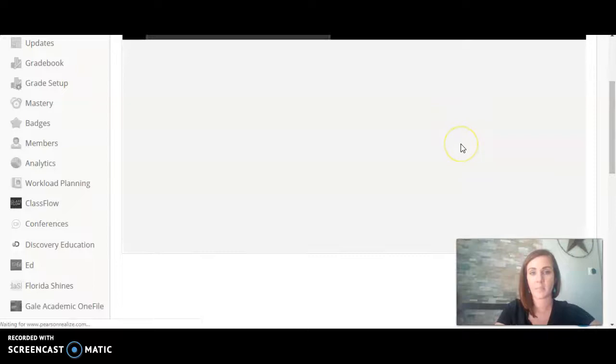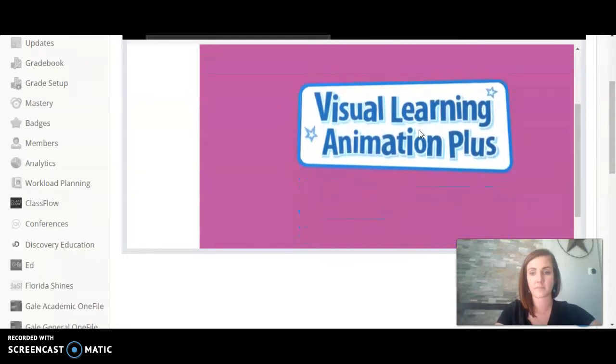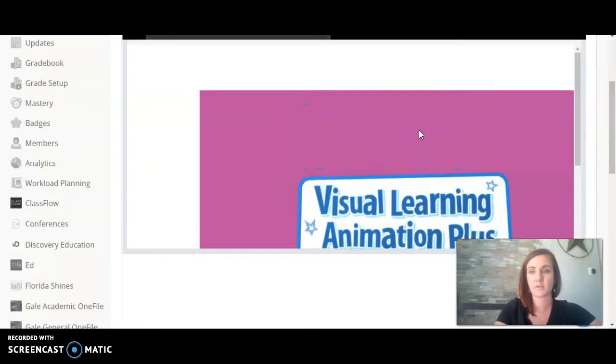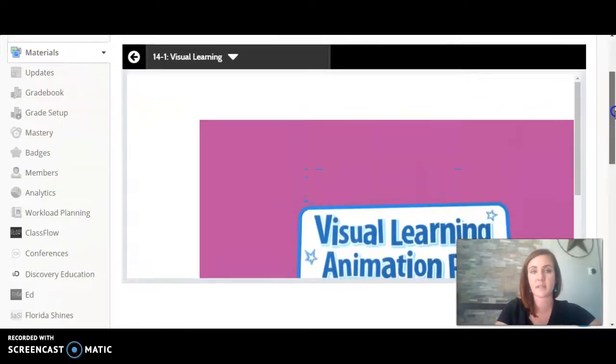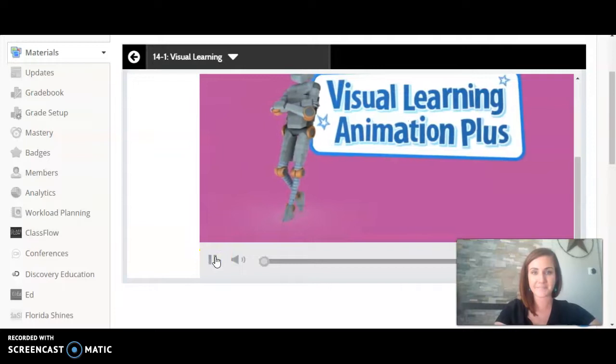and then it should pop up with your visual learning, and you can go through and watch that. So those 2 quick steps, it should continue to log you in or keep you logged in. All you have to do is hit play and it will start.